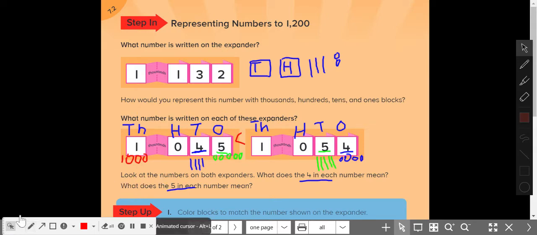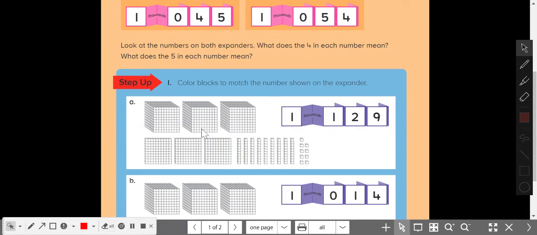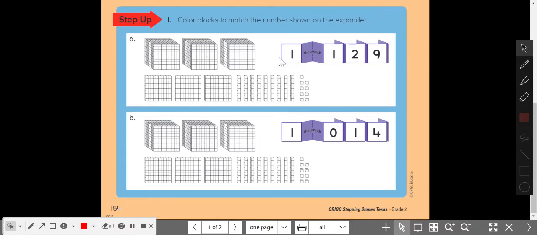Let's look down below. Our directions say, color the blocks to match the number shown on the expander. So I have an expander here that says 1,129. So my job is to color the blocks to match that number. So I'm going to start with my 1,000. How many thousand blocks do I have? Just 1. So I'm going to color 1 thousands block. It doesn't have to be perfect, and it doesn't have to be colored all the way. You just need to show that you colored it somewhat.